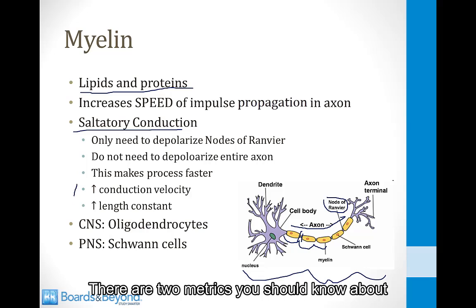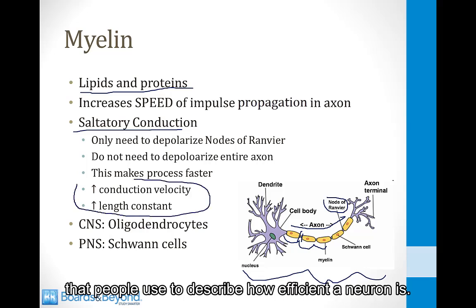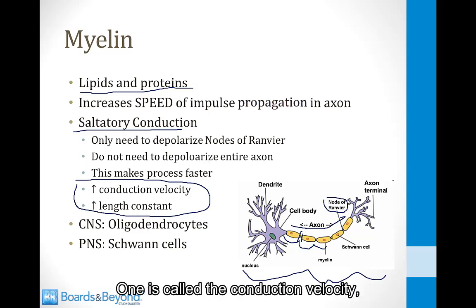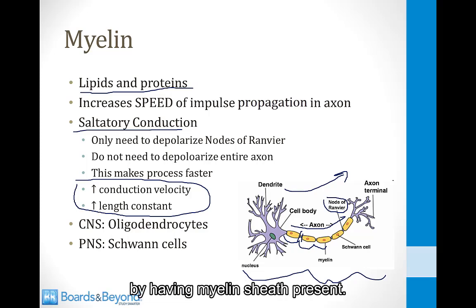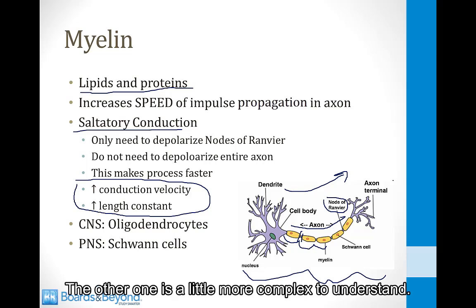There are two metrics you should know about that people use to describe how efficient a neuron is. One is called the conduction velocity, and that's easy to visualize. It's simply the speed at which the impulse moves down the neuron. And conduction velocity is obviously improved by having myelin sheaths present.